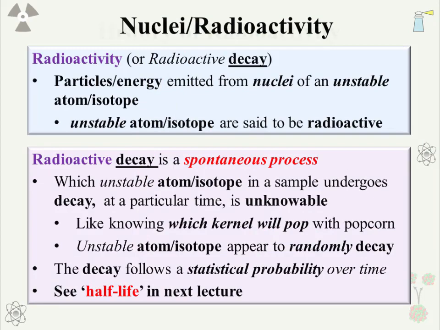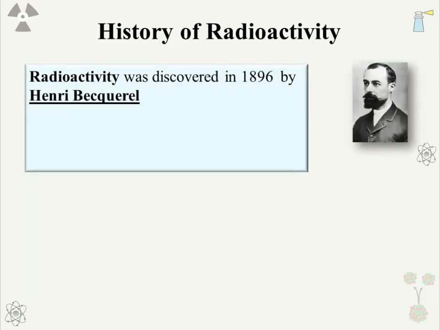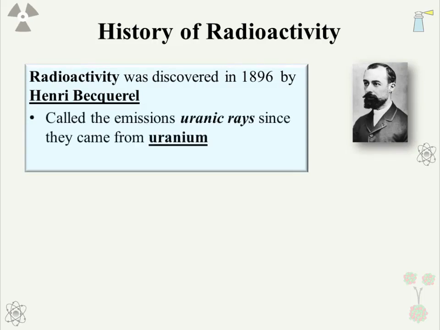As a form of chemistry, radioactivity is not that old. It was first discovered in 1896 by Henri Becquerel. He called the emissions he found uranic rays, since they came from uranium. Becquerel showed that uranium could expose film in the absence of light. His emissions would come to be called radiation.